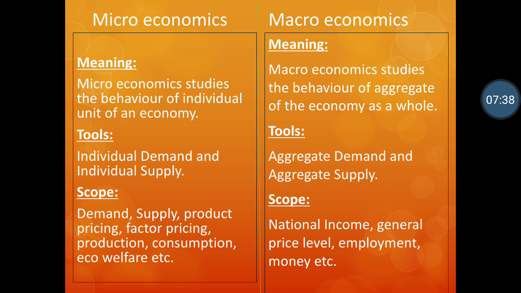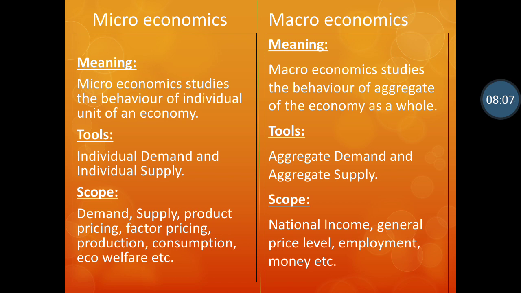Tools. Here we use individual demand and individual supply, as microeconomics deals with the individual household or individual unit. Here we write word individual demand and individual supply, whereas in macroeconomics we use tools. Tools means साधन, what tools do we use? In macroeconomics we use aggregate demand and aggregate supply because it deals with the country's economy.